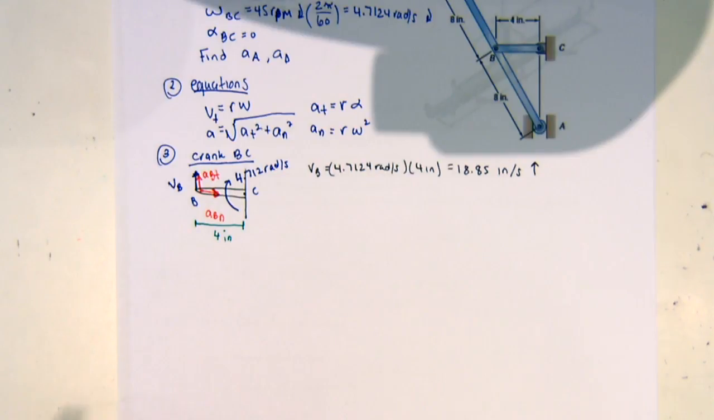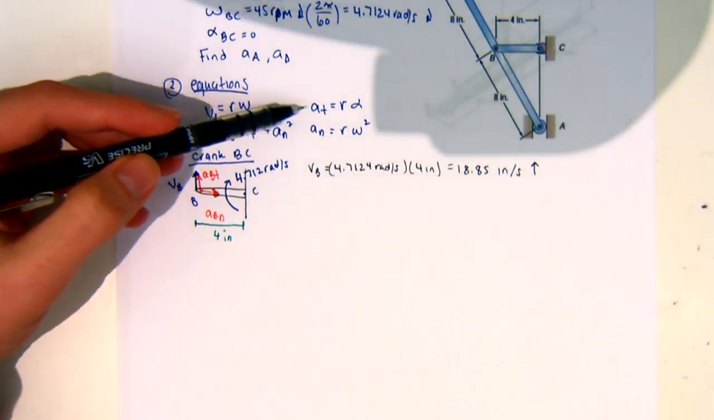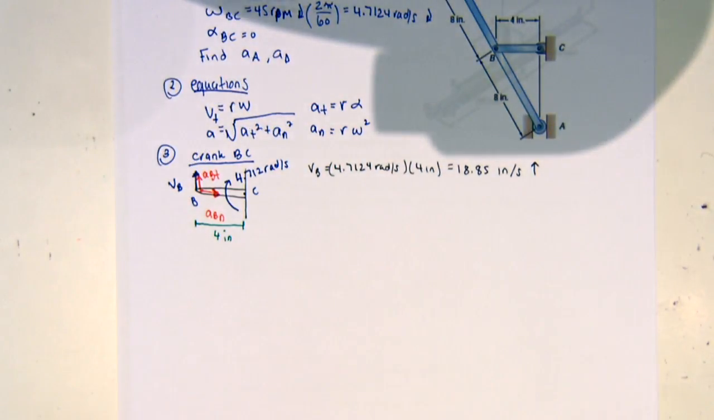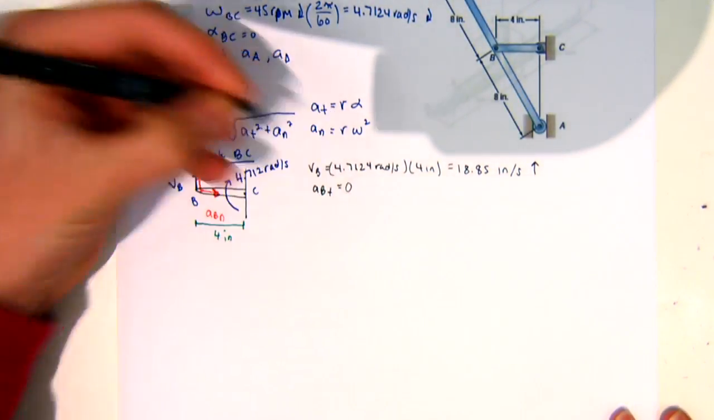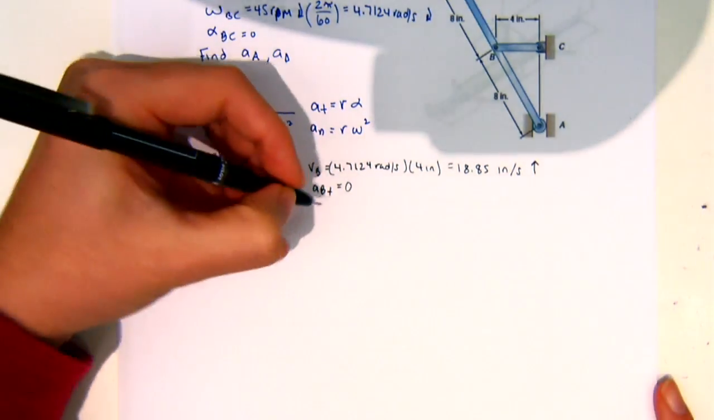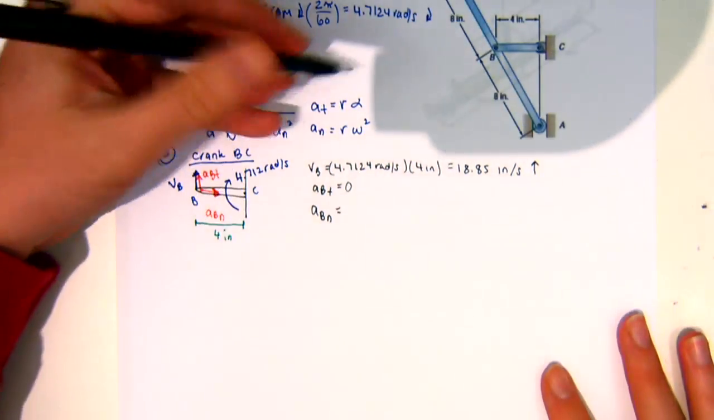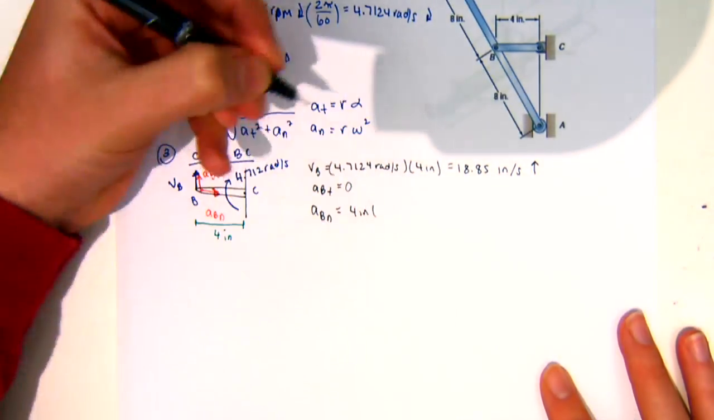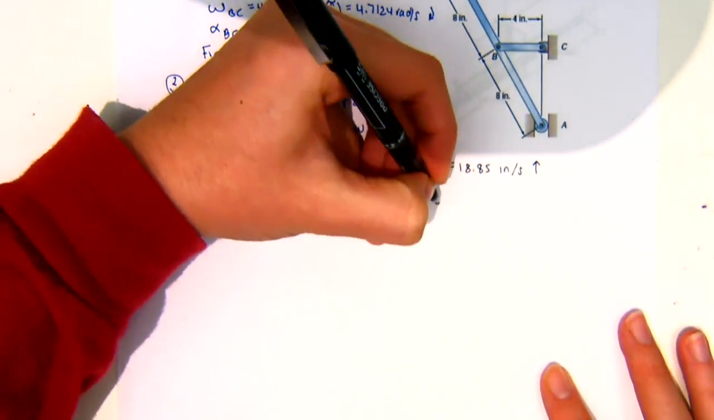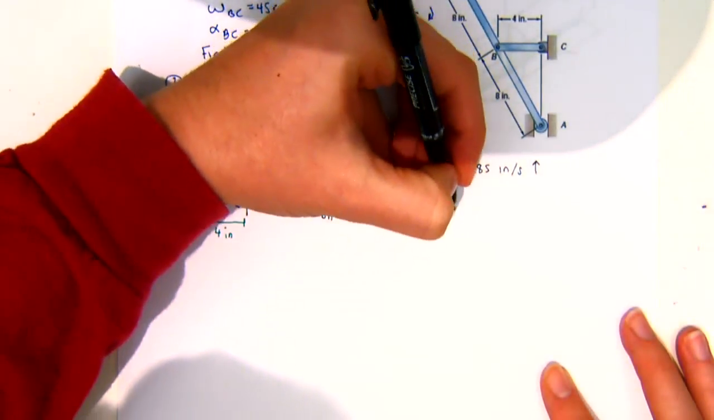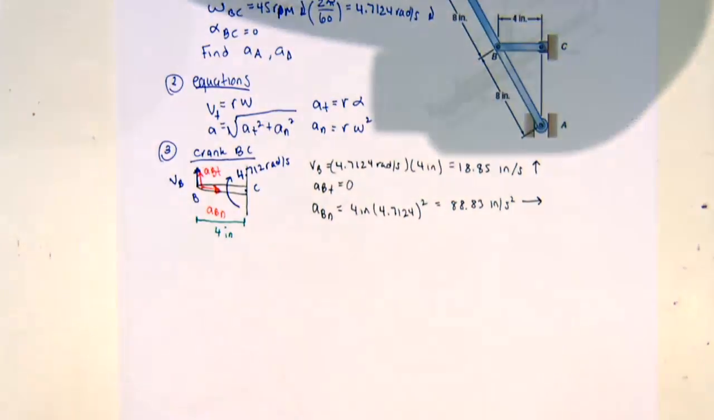Now I can find the acceleration of point B. So we said that the tangential acceleration is equal to r alpha. But what did we say alpha was for this? Alpha is 0. So we know that acceleration of B tangential is 0. So all we have is normal acceleration. So I can say that ABN is equal to R, which is 4 inches, times omega squared. So that's 4.7124 squared. And that gives us 88.83 inches per second squared, and we know it's going inwards.